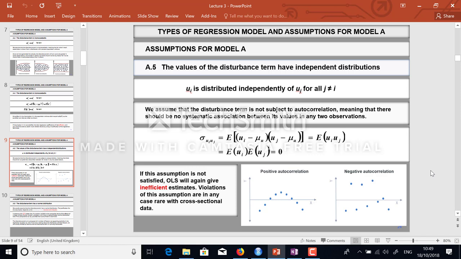Now, this oftentimes occurs in time series data, not necessarily in cross-sectional data, but we have to still cover this. The values of the disturbance term do not correlate with each other. So there is no serial correlation between the error of today and tomorrow's error, let's say. The value today is not correlated with tomorrow. So they are independent occurrences, independent of each other. This is the covariance between point i and point j, and we expect them to be independent, so the expected value of their product is equal to zero.